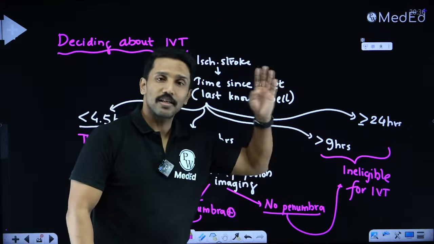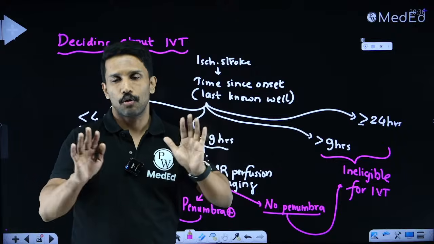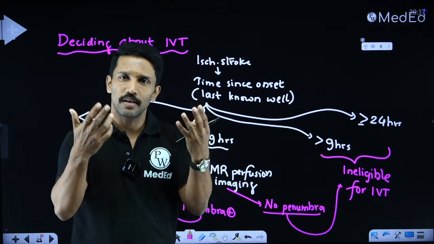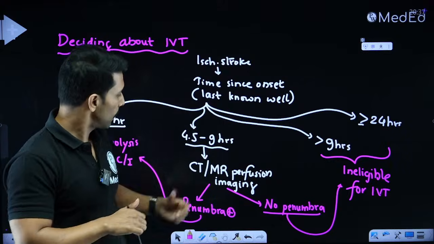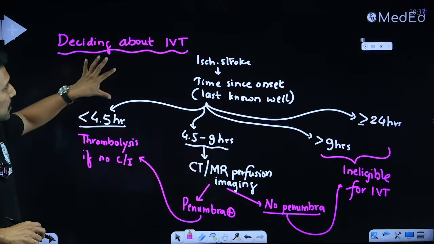They may still be managed with EVT if they're eligible. Because as I've already told you, IVT, EVT, whatever they're eligible for, we will do. If they're eligible for both, we will do both. Okay, clear? Okay, so I hope the decision about IVT is sorted.